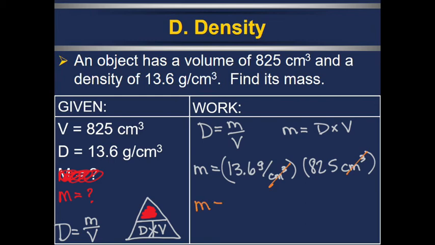So your final answer, 13.6 times 825, is 11,220 grams. Before the chapter's out, we'll learn about significant figures. So again, I have an equation. I've put my information in it. I have an answer with units, the appropriate units. That is all of the work I expect to see. If you have to show any more intermediate math for you, then you do so.